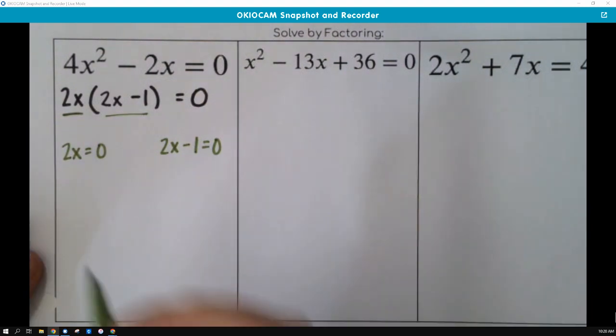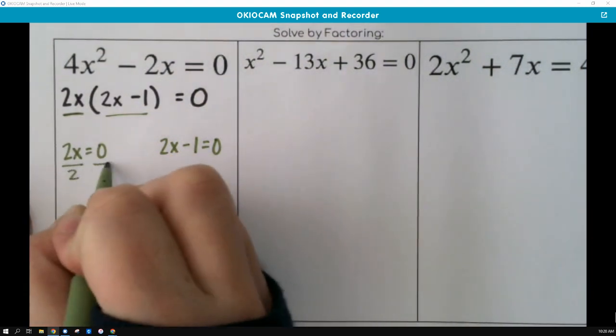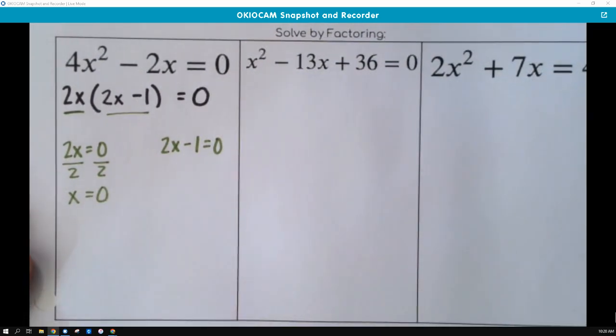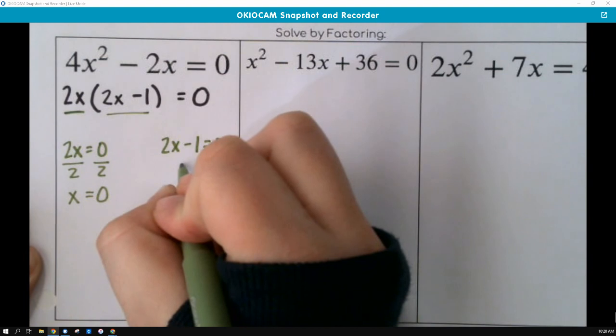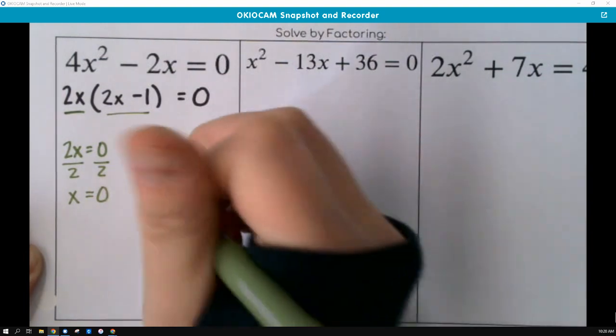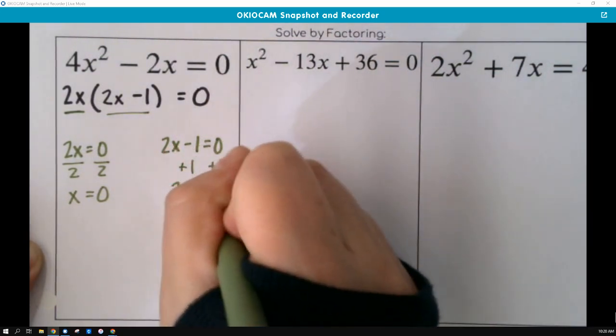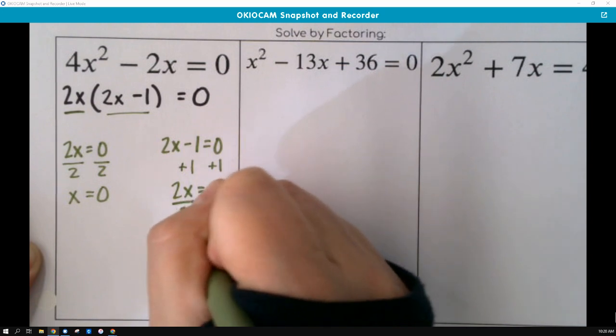So 2x equals 0, we divide by 2 and get that x equals 0. And then for this one, we add 1 to both sides and get 2x equals 1. Divide by our friend 2 and get that x equals 1/2.